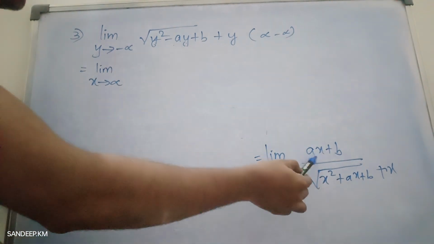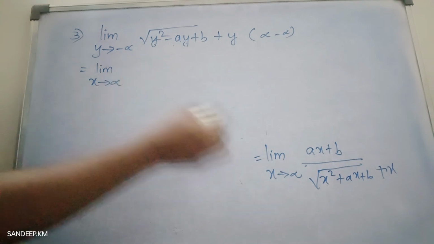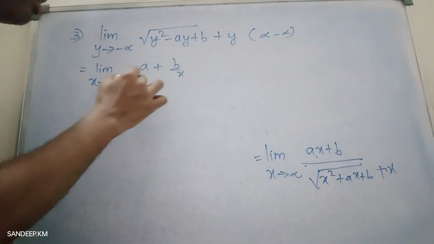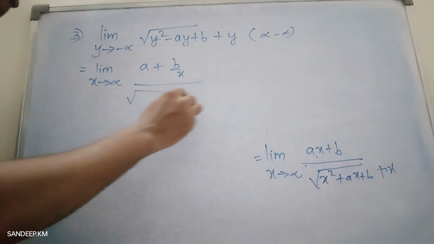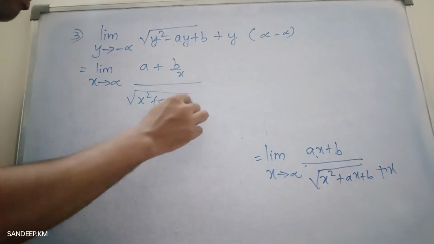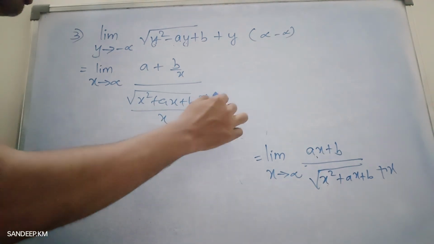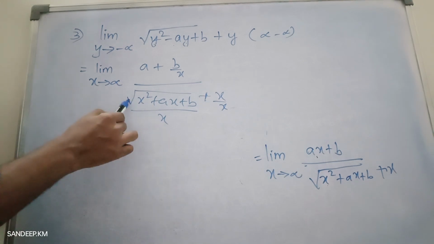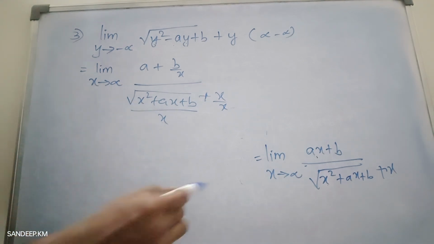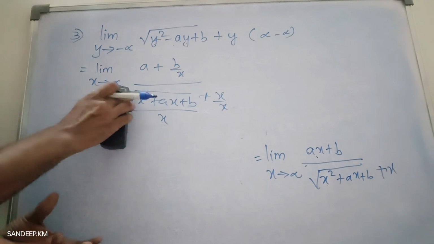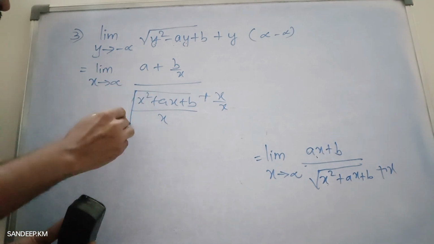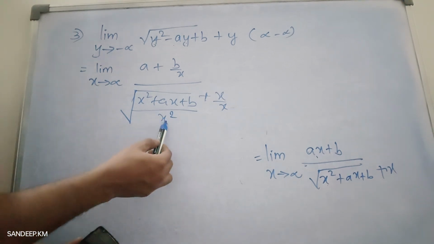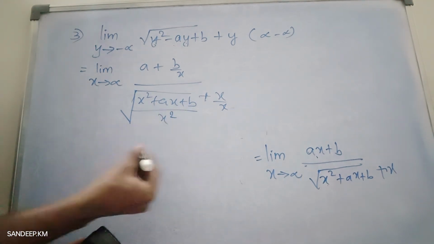So if I divide the numerator and denominator with x now, what I will get? ax by x, that is a, plus b by x. Okay, fine. Whole divided by square root of x square plus ax plus b divided by x plus x by x. Observe one thing, if x goes inside the square root, it becomes x square, correct or not? So let me give square root for denominator also. Then this becomes x square. x went inside the square root, it became x square. x square is a common denominator, we can separate for all the three terms.